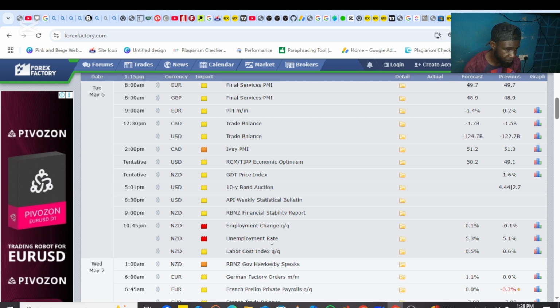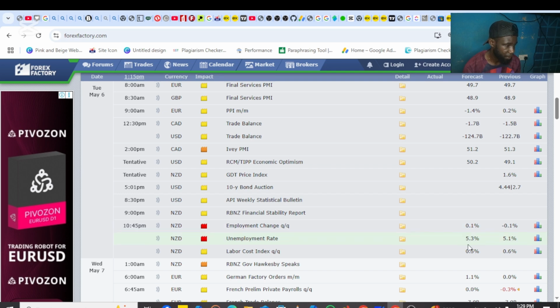Okay, let's move to unemployment rate. Let's check the previous. The previous figure, which was released by the news, is 5.1%. And this one is the forecast, 5.3%. We are expecting 5.3%, which means 5.3% is bigger than 5.1%. That means this news is going to be bullish.